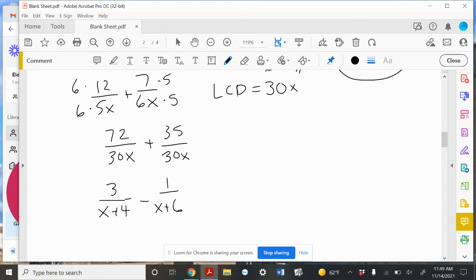Now I have a common denominator. You have to leave the denominator here so you aren't canceling out, because there's no equal sign. And then I add those two up. That's 107. So the answer would be 107 over 30x.